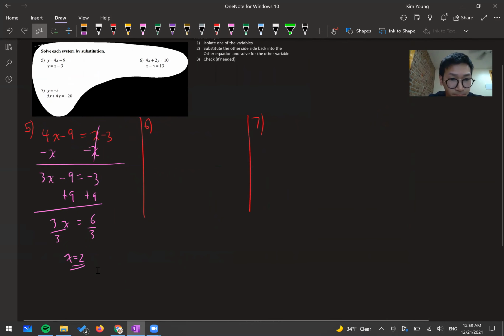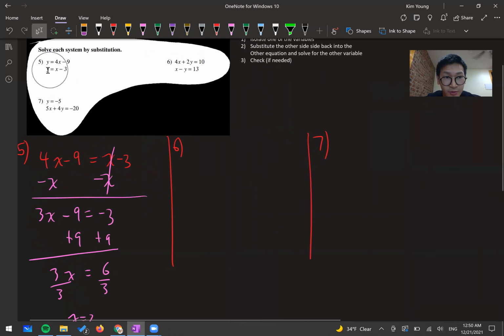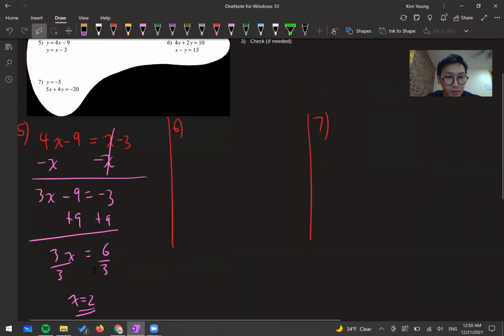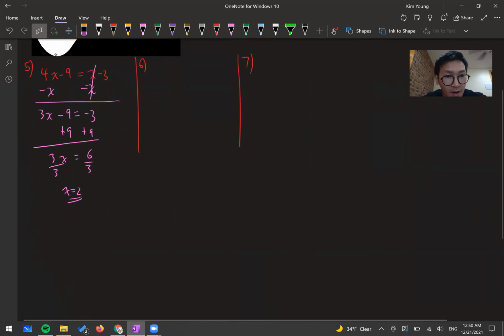Okay, great. You're not done, though. You have to plug this back into one of the original equations and get y. So here I'm going to choose the second one because I don't have to multiply by 4, subtract 9 that way. So when x is equal to 2, you plug this back in here. It's going to say y is equal to 2 minus 3.